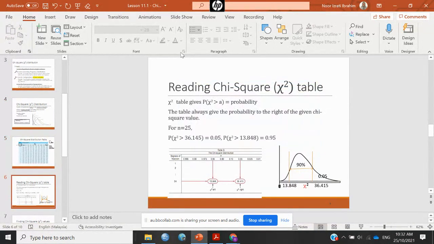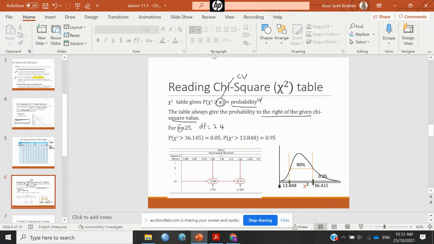Let us learn how to read the chi-square table. The chi-square table gives us the right-side probability, the probability that chi-square is greater than a value equals the probability, which is the alpha, and to find the CV means to find this value. The table always gives the probability to the right of the given chi-square value. For example, we have k or n equals 25. The degrees of freedom will be k minus 1, so 25 minus 1, which is 24.